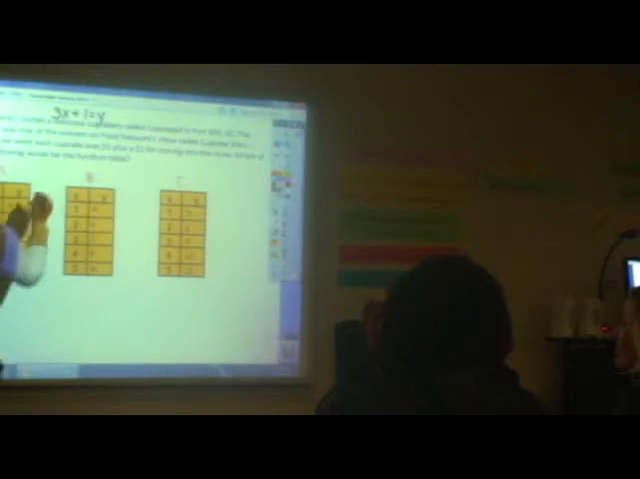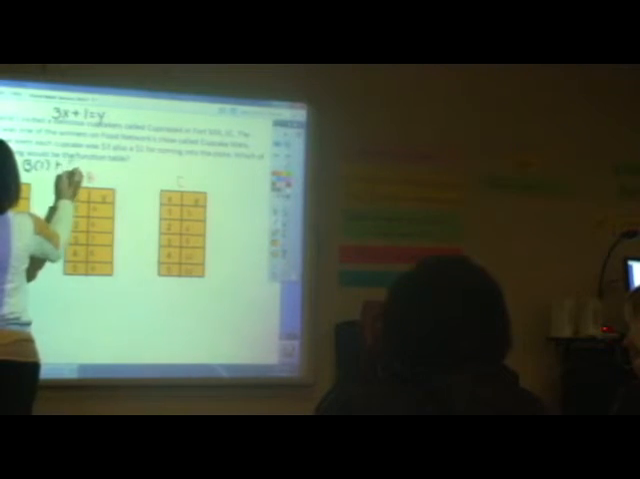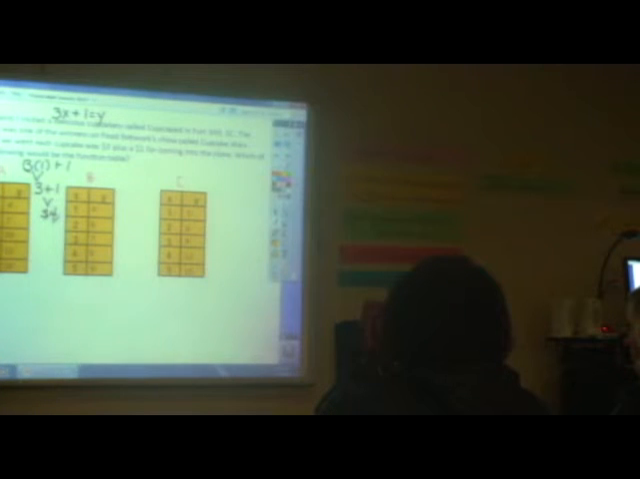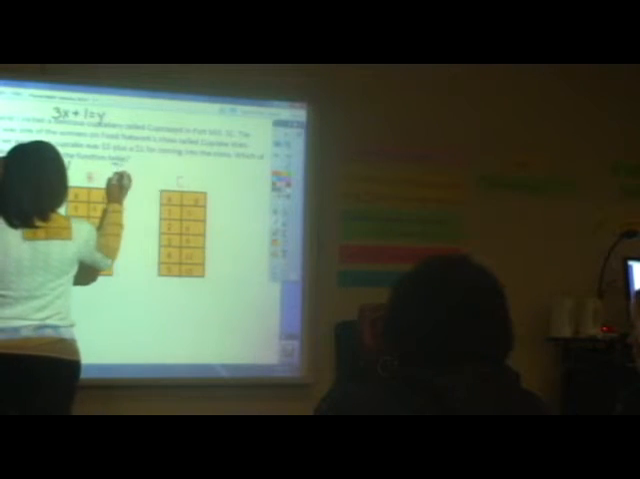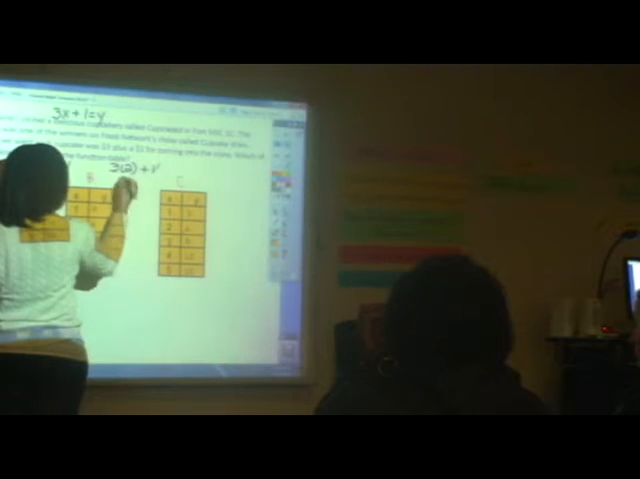If I buy 1 cupcake, that is 3 times 1 plus my $1 to get in. So 3 times 1 is 3, plus my $1 to get in, 4. So as of right now, it could be A or B. We know we can get rid of C. So let's try 2 cupcakes, which would be 3 times 2, plus the $1 to get in. 7.